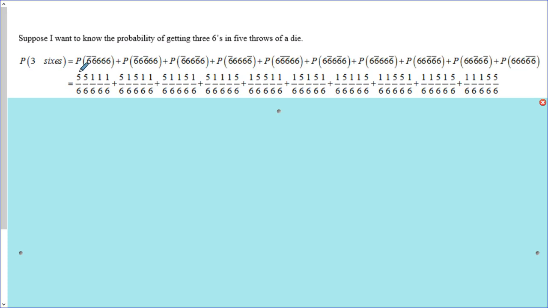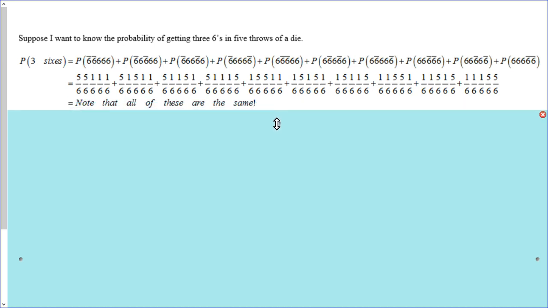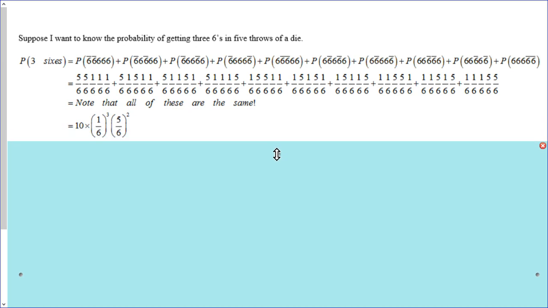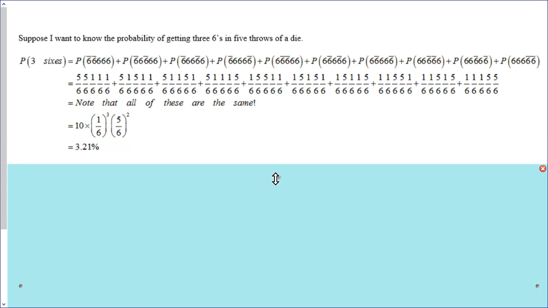It's because I need to get a non-6, which has a probability of 5/6, another non-6, 5/6, and then 3 6s, each of which has a probability of 1/6. So if you look at each of these terms, they each have the same makeup: two factors of 5/6 and 3 of 1/6. There are 10 different combinations in terms of the different ways I can get the 3 6s and the 2 non-6s. And the overall probability works out to just over 3%.